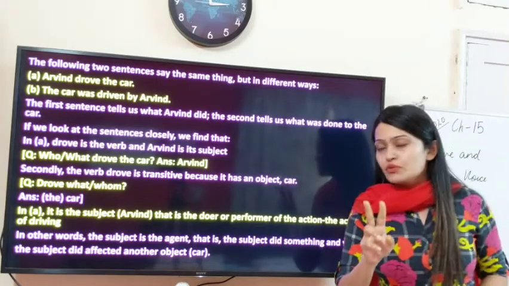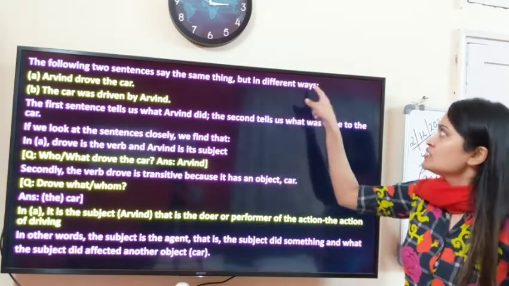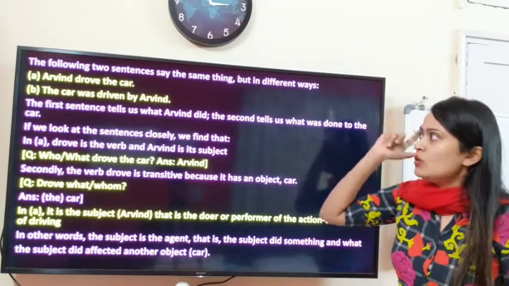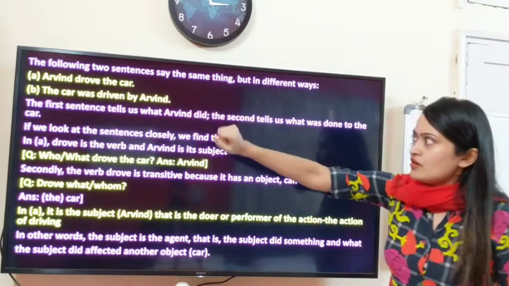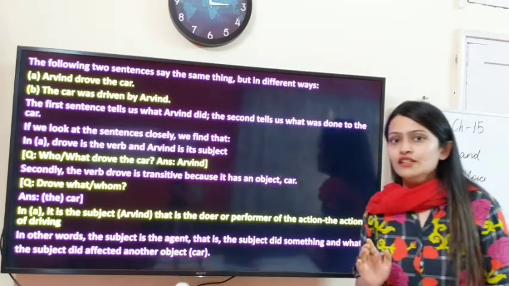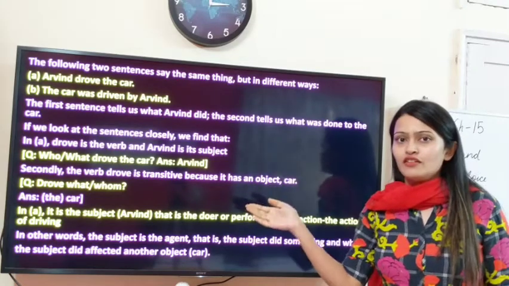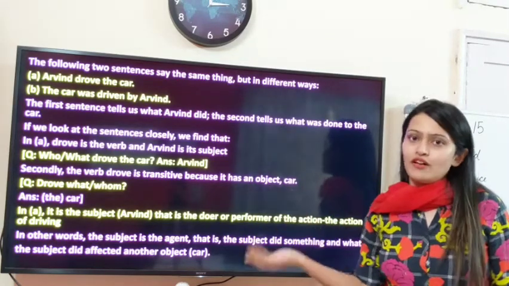There are two examples given over here, children. The following two sentences say the same thing but in two different ways. Let's see how. Arvind drove the car. The car was driven by Arvind. What do you feel, children? They are saying one and the same thing, right? Arvind drove the car. The car was driven by Arvind.